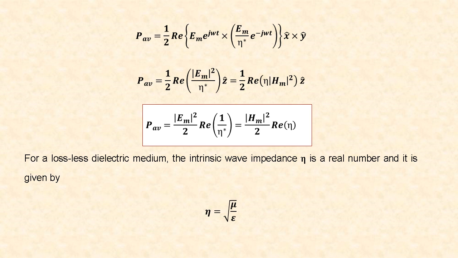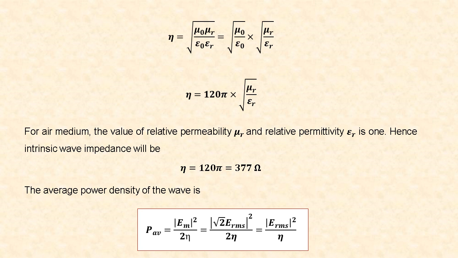For a lossless dielectric medium, the intrinsic wave impedance eta is a real number and it is given by eta is equal to square root of mu by epsilon. Mu is the permeability and epsilon is the permittivity. Now, the intrinsic wave impedance eta can be written as square root of mu naught into mu r divided by epsilon naught into epsilon r, which is equal to square root of mu naught by epsilon naught into square root of mu r by epsilon r.